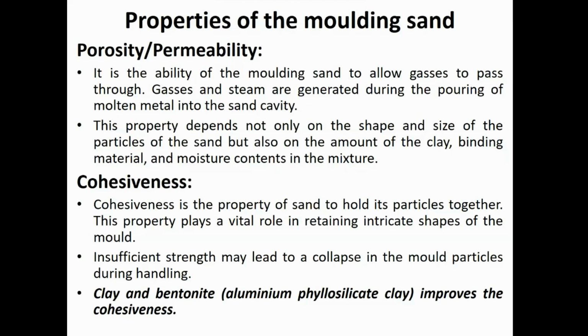Both clay and bentonite, I'm talking about clay, there are basically two types of clay. One is the kaolin clay and the other is the bentonite clay. Bentonite clay is an aluminium phyllosilicate clay, and the amount of this simple clay, which is kaolin clay, and bentonite clay improves the cohesiveness. So this is the cohesiveness property of the molding sand, which determines the strength of the mold cavity.